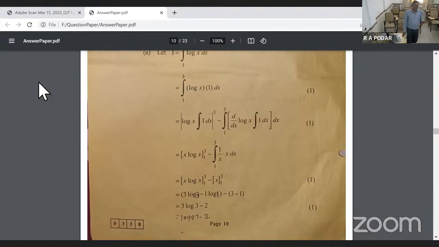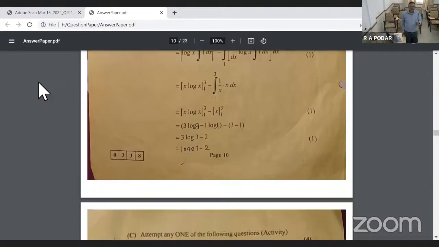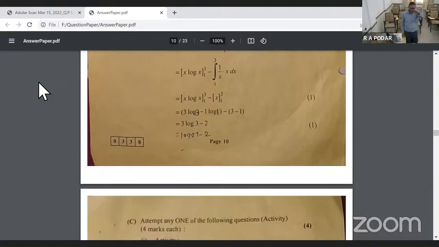So then integration by parts. This next question is integration. So integration by parts. So log is taken.